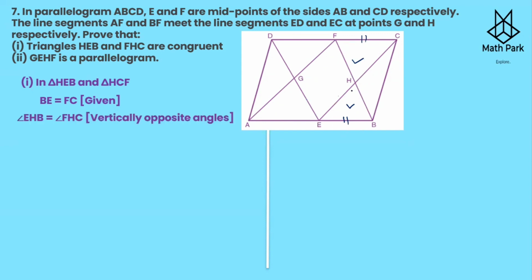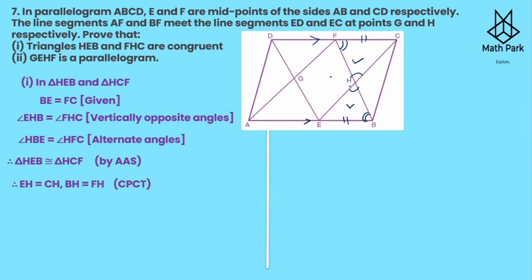And then you have angle EHB is equal to angle FHC, vertically opposite angles. And angle HBE is equal to angle HFC. These are the alternate angles, since you have AB parallel to DC and BF is a transversal. So therefore you get the triangles congruent by AAS.